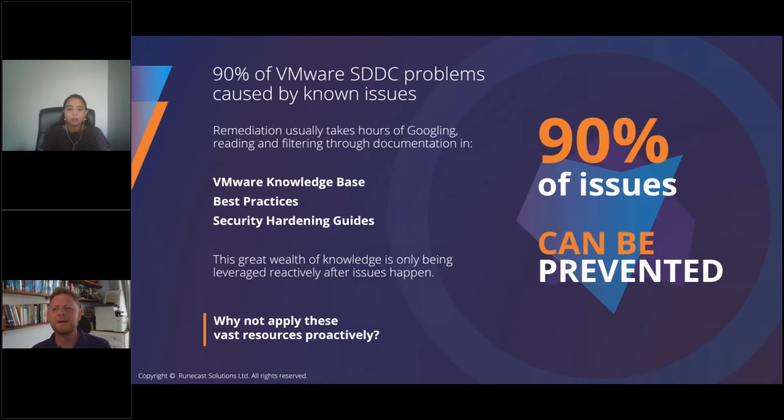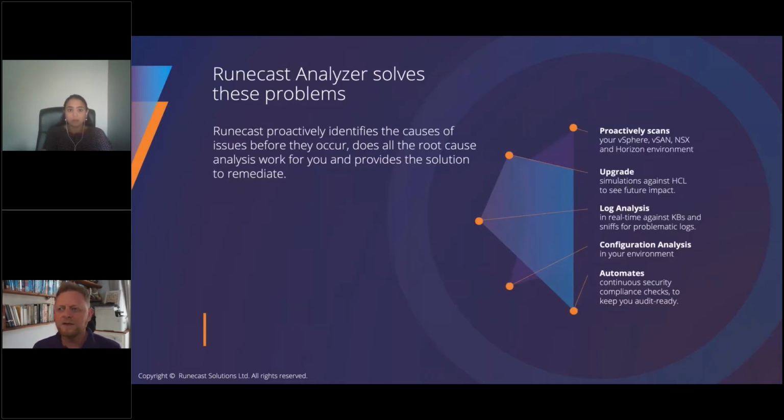So as I say, 90% of issues that we see in the VMware-based SDDC can be resolved. They're already documented issues. So we're going to scan your environment. We're going to check against the knowledge base, the hardening guides, the security compliance standards, the best practices. All of this stuff is already there. We just needed a tool that could do those scans proactively for you, rather than you having to be reactive and wait for the outage before you found out that actually you could have prevented that from happening in the first place. So these are the kind of problems that we solve.